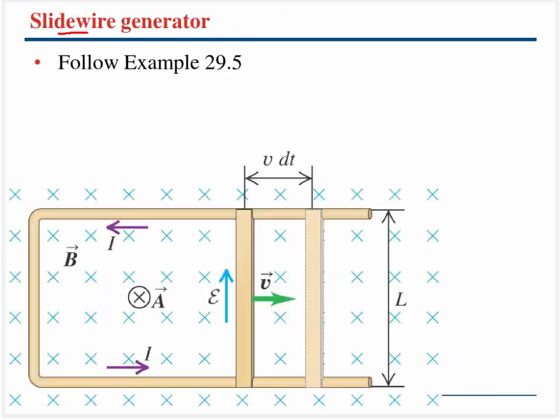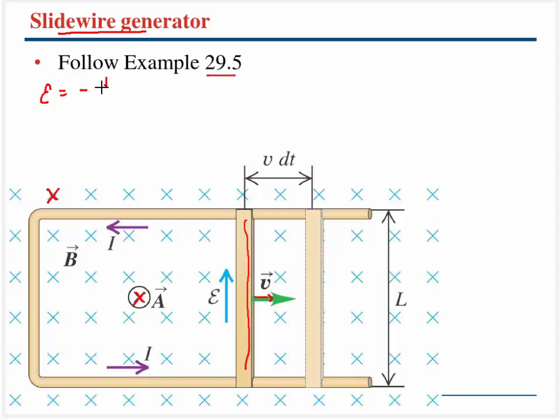This slide wire generator shown in example 29.5 is an excellent conceptual example where the magnetic field is going to be a constant directed into the page, and the area is going to be also directed into the page. What we are doing is taking this little bar right here and sliding it with some velocity. What that's doing is changing the area. The magnetic field is going to be constant.